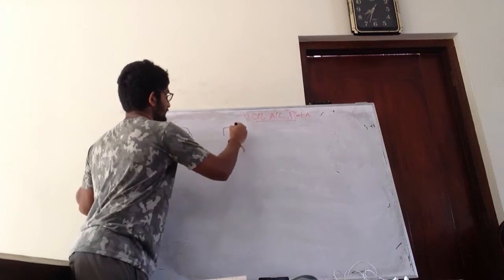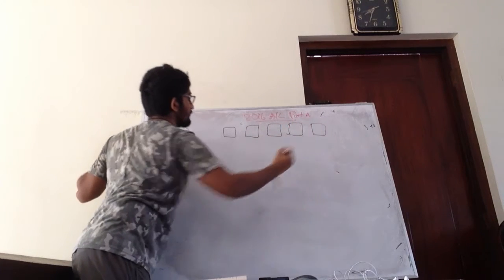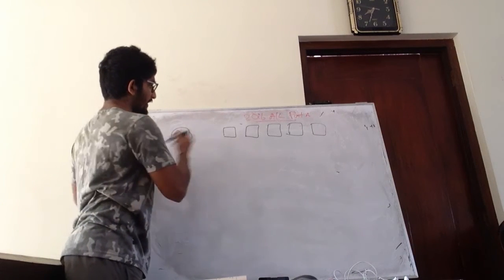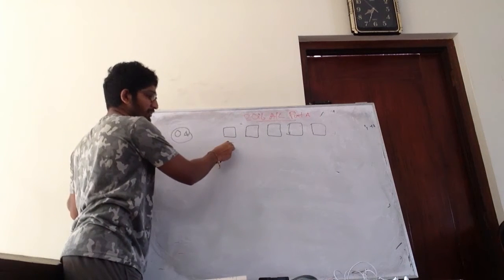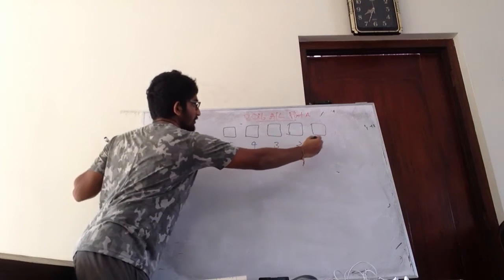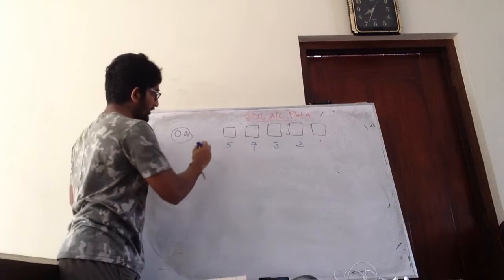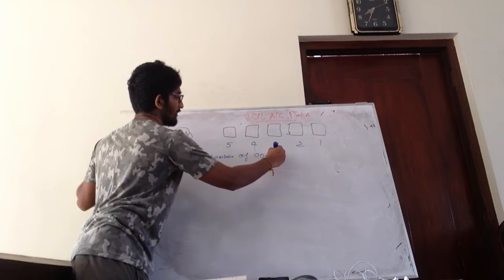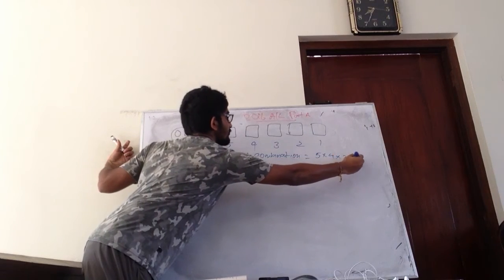So what is this now? There are 1, 2, 3, 4, 5. There can be 5 numbers here. If I use one number, the remaining are 4, so there can be 4 numbers here. The remaining will be 3, so there can be 3 numbers here, 2 numbers here, 1. So basically the number of combinations will be 5 times 4 times 3 times 2 times 1.